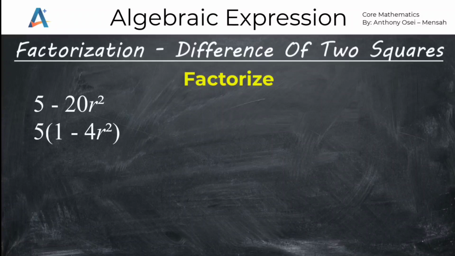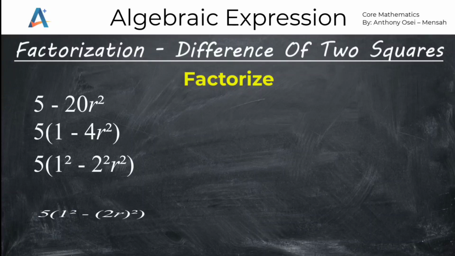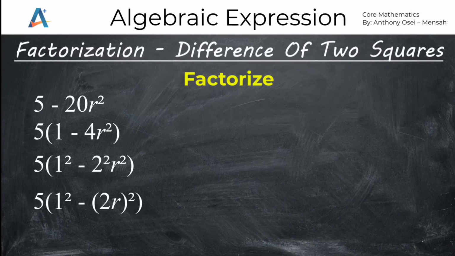If you check very well, even though it looks like we are done, within the bracket we have 1 as a perfect square and 4 as a square, r as a square. So there is difference of two squares in the bracket. So let's continue to factorize further. Let's rewrite the terms in the bracket as difference of two squares. So 5 out, 1 squared, 1 is a perfect square, minus 2 squared, r squared. So it is becoming clearer. Now we still have to combine 2 squared and r squared into a single square. So still 5 into bracket, 1 squared minus 2r all squared.